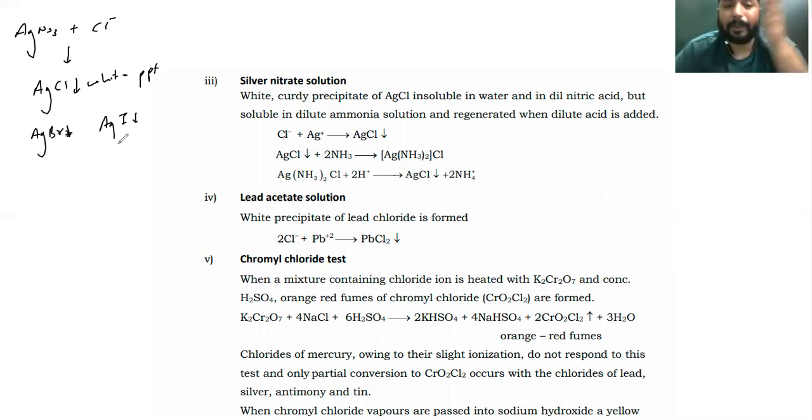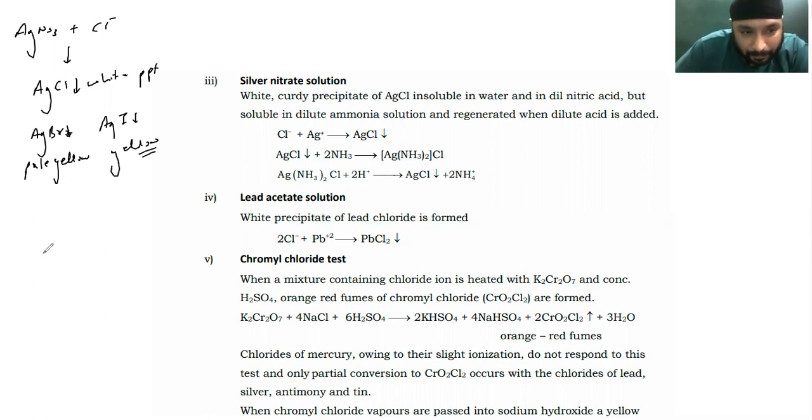AgF is a strong electrolyte. The others have very low solubility, which is why they precipitate, or they are weak electrolytes. Now AgBr is pale yellow and AgI is yellow precipitate. Now understand: how to differentiate between these precipitates?